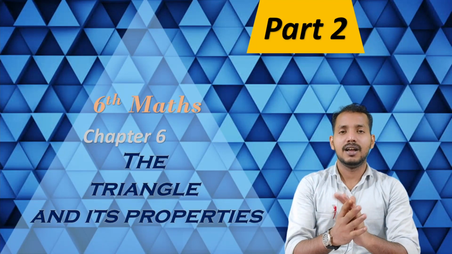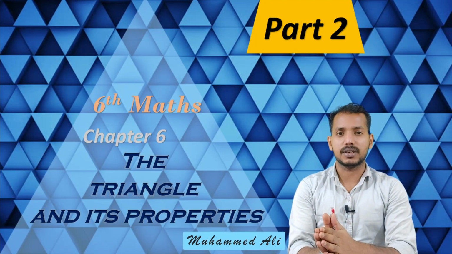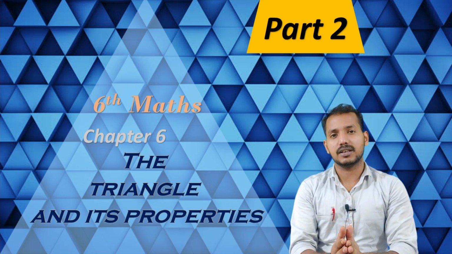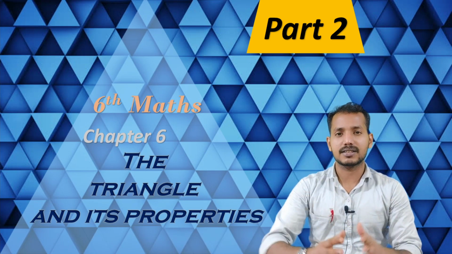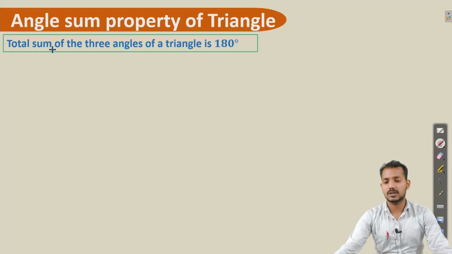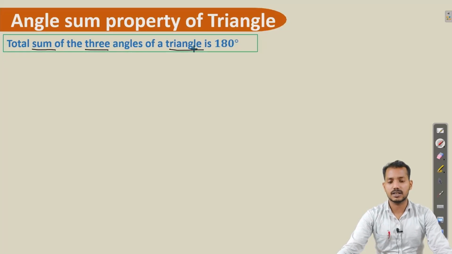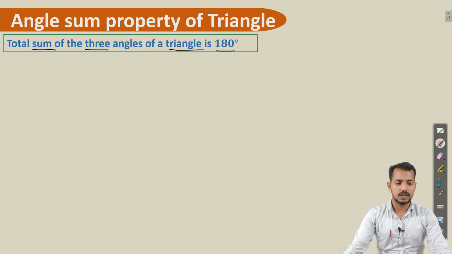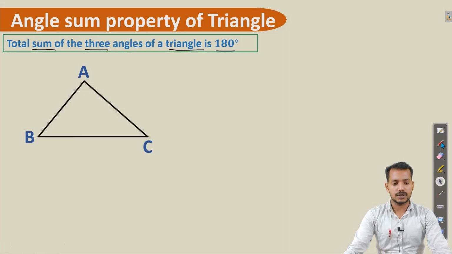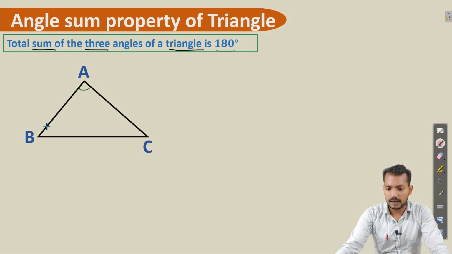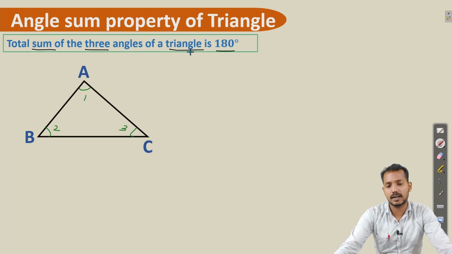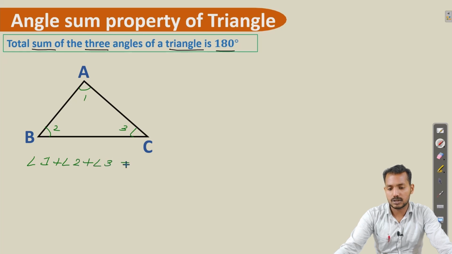Students, in this part, I am going to discuss the angle sum property of a triangle as well as two special kinds of triangle. So first, let's start with the angle sum property of this triangle. It is said that the total sum of the three angles of a triangle is 180 degrees, which means if we consider a triangle ABC, angle A, angle B, angle C, we can name the angles as angle 1, angle 2 and angle 3. According to this property, the sum of the three angles of a triangle is 180 degrees. That means angle 1 plus angle 2 plus angle 3 is equal to 180 degrees.